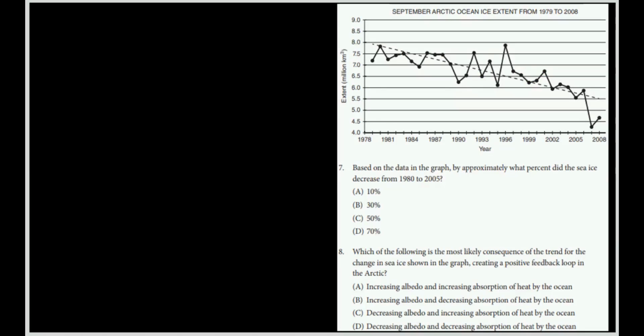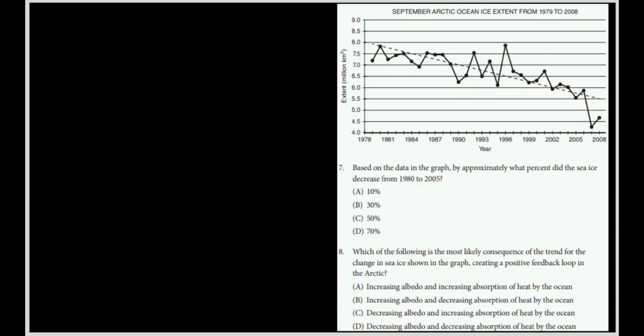So let's look at this question. This question is a graph. So they're going to want you to look at this graph, analyze it, and answer stuff about it. And there's a couple questions about this graph. So let's check this out.